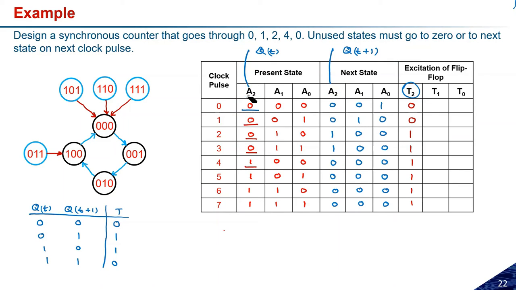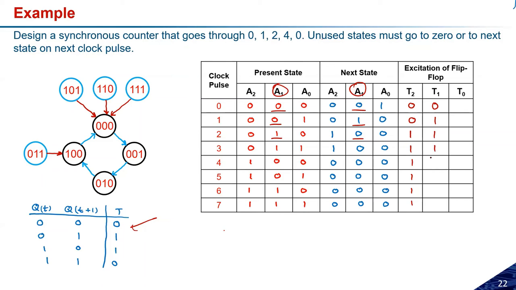Similarly, we can complete this table for T1 and T0 as well. If I'm considering T1, then A1 will be considered, and based on that I can make it. I'm just directly writing it because you will be able to understand how it could be done. Because you know the excitation table, based on that you can design it. Suppose I want to make it for A1: 0 and 0 will give you 0, 0 and 1 will give you 1, 1 and 0 will give you 1, and so on. I just have to check it and then I can complete this table.